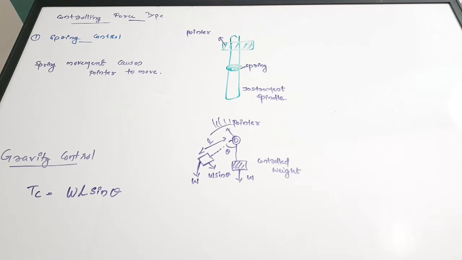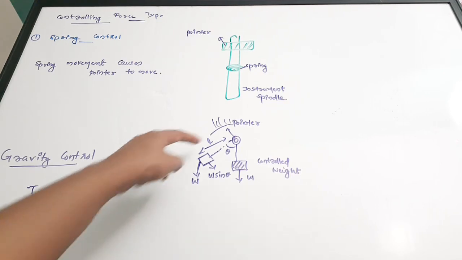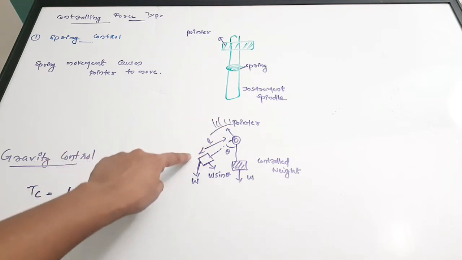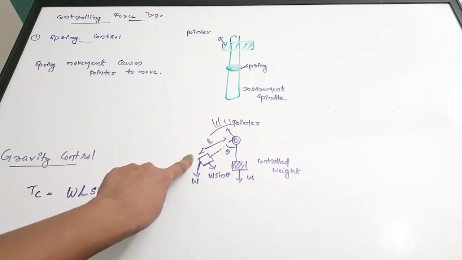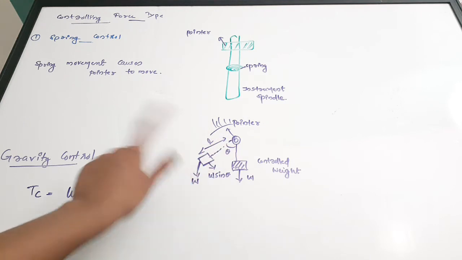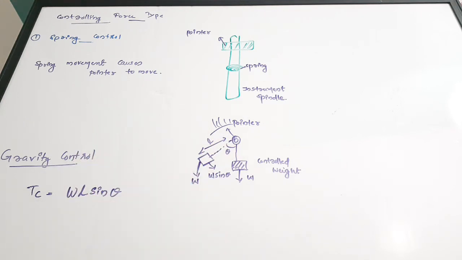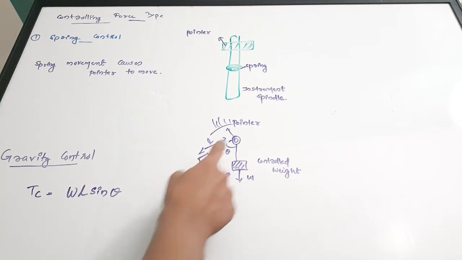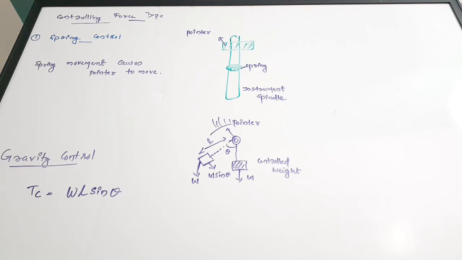And the gravitational torque is given by the equation W into L into sine theta, where W is the weight, L is the length till the controlled weight, and theta is the displacement which is happening to the weight when the pointer is deflecting. So when the weight is moving in this direction, the pointer has to deflect in the other direction. Okay, so this is happening in a gravity control type indicating instrument.